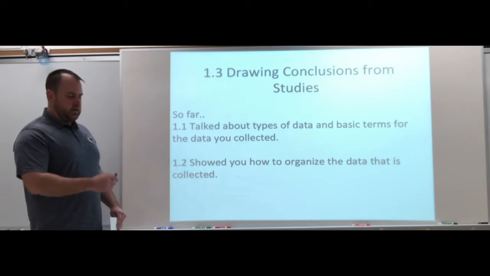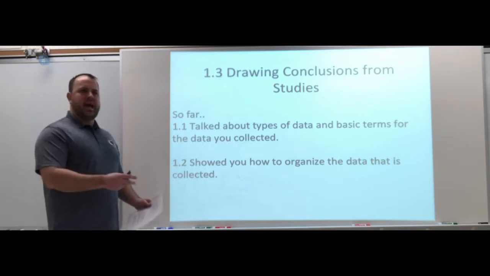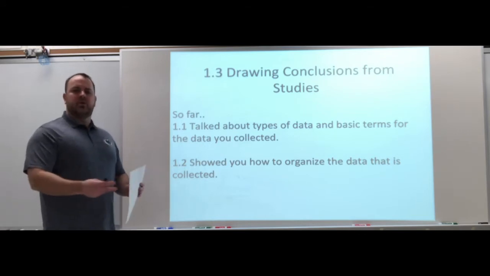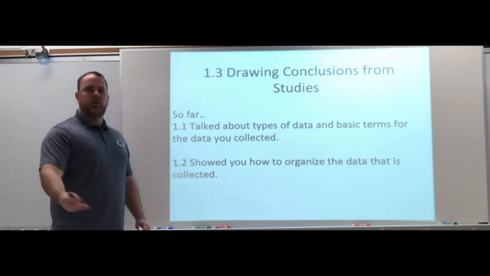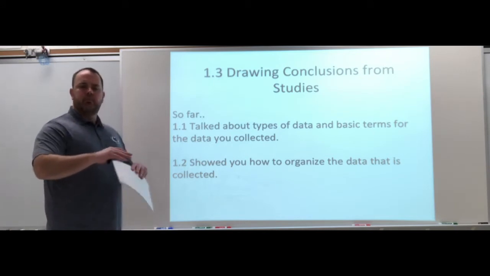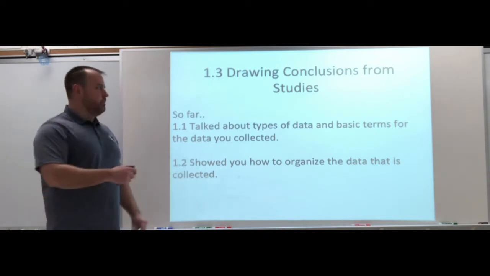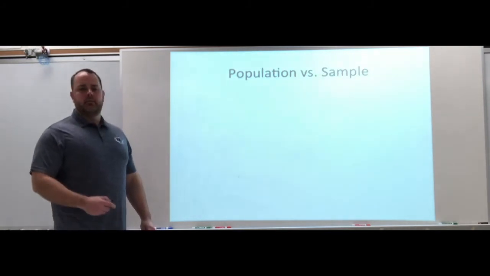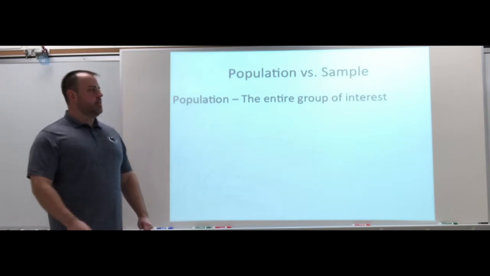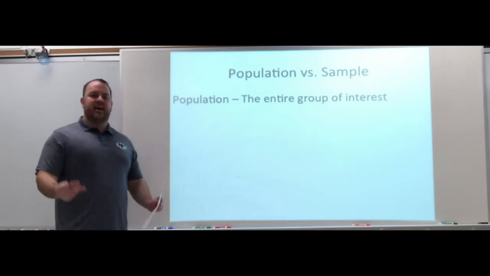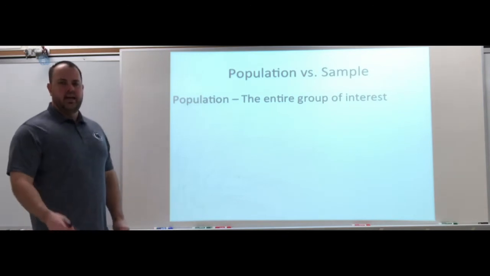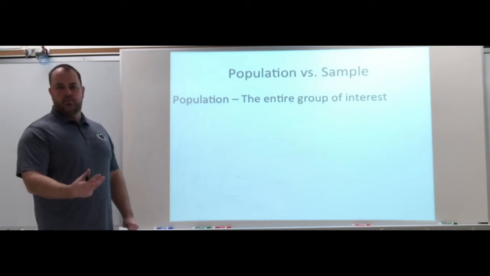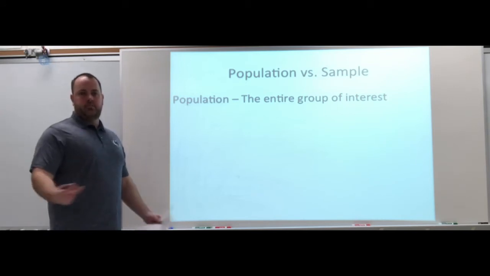Okay? So now looking at some more conclusions, if we're looking at a dot plot and we say, okay, this tends to be a high value, what population can we generalize it to? Okay, so the first thing we're going to look at is population versus sample. Population is the entire group of interest. It's every observational unit that fits in our group of interest. So population is very big.